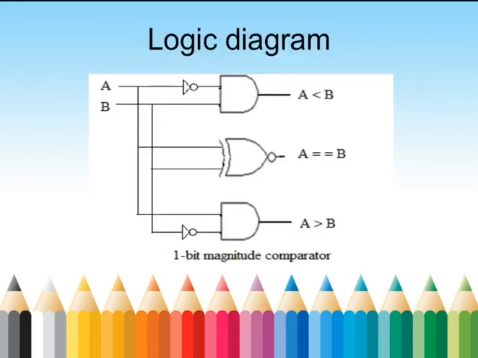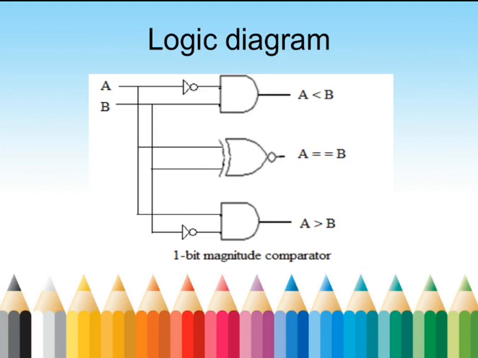For output A is less than B, the AND gate consists of the inputs A prime and B. For output A is equal to B, the XNOR gate consists of the inputs A and B. For output A is greater than B, the AND gate consists of the inputs A and B prime. This is the 1-bit magnitude comparator.